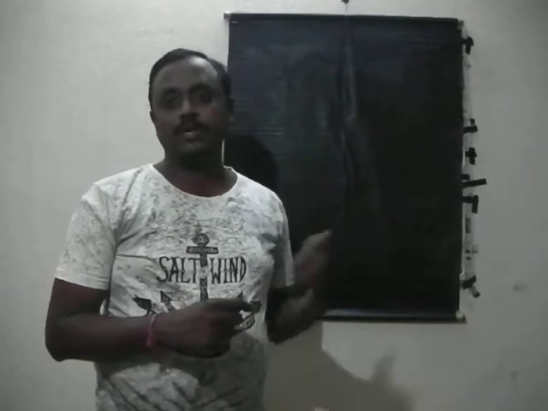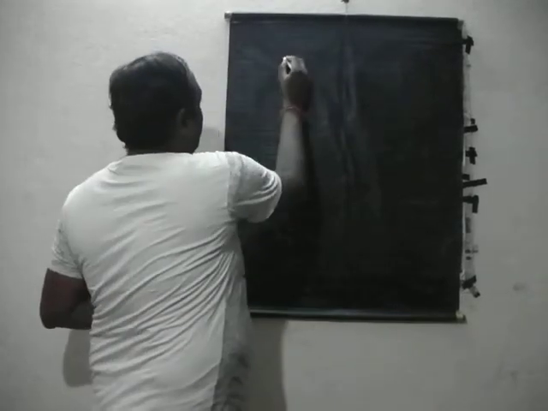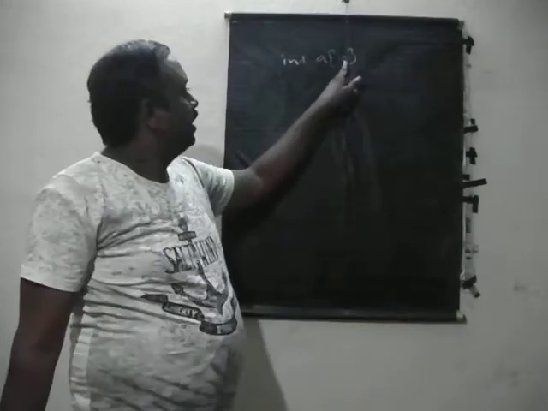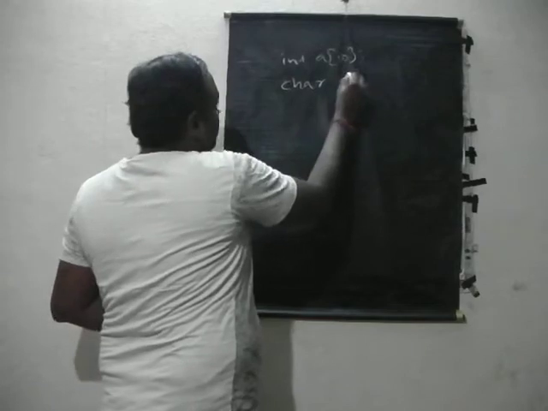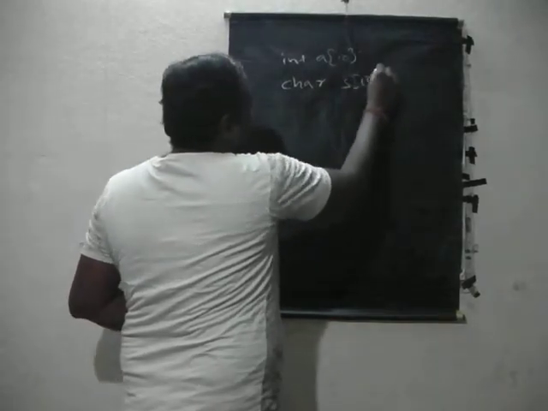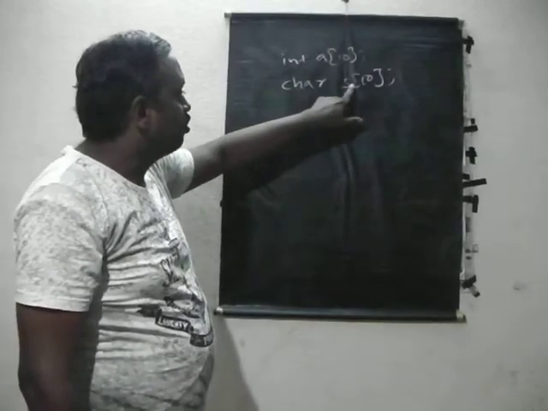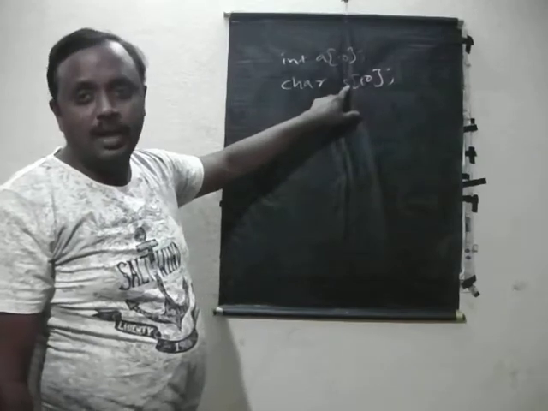Okay. So every time I took an example of a numbers array, that means integer arrays. Why not take characters? So I'm taking an example. For example, integer a of 10 means 10 different integers. Now I'm taking a character array, s of 10. What is the meaning of the statement here? Here s is the array name, and there are 10 characters to be stored in the array name s.